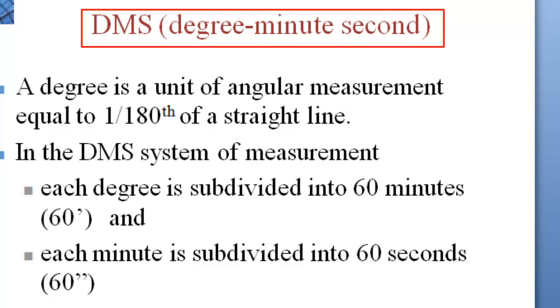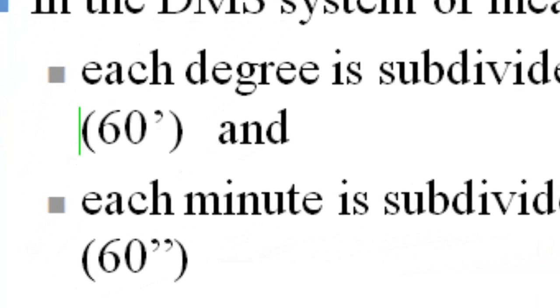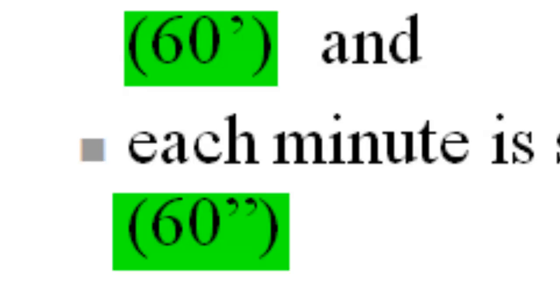So 1 degree is 1/180th of a straight line. And in the DMS system, degree, minute, second, we use units that we're familiar with in dealing with time. So each degree is subdivided into 60 minutes, and each minute is subdivided into 60 seconds. The minutes is given with 1 apostrophe and seconds with 2.